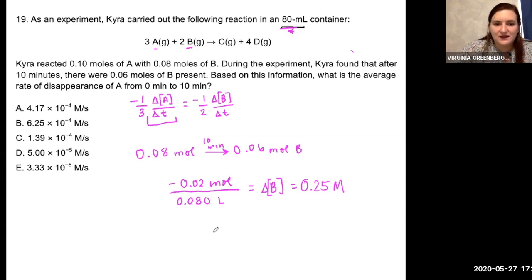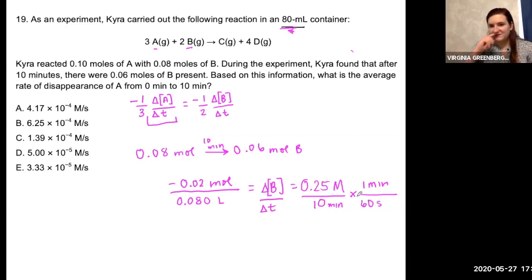Okay. And so then if we want to get delta B over delta t, we'll just divide this by our 10 minutes. But oh no, we don't want minutes, do we? We need seconds. So we have seconds in our answer choice. So we'll have to use our knowledge of the clock and say that for every 1 minute there will be 60 seconds. Okay, and so then we can cancel our units of minutes and get our official delta B over delta t.